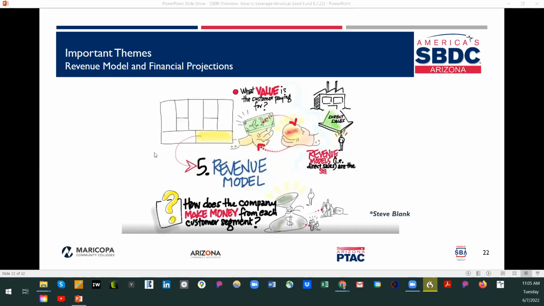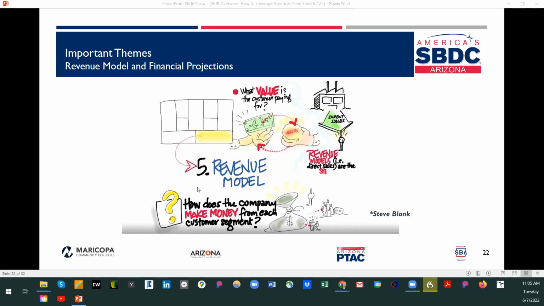What's your revenue model? And I borrow this from Steve Blank. I don't know if anyone knows Steve Blank, but this is, what's the value? What is the customer paying for? How's the money changing hands? And maybe you have different customer segments. Maybe the revenue model, the business model is different for the different customer segments. Can you talk about that? So you've got to think about that. And it's not always that easy.